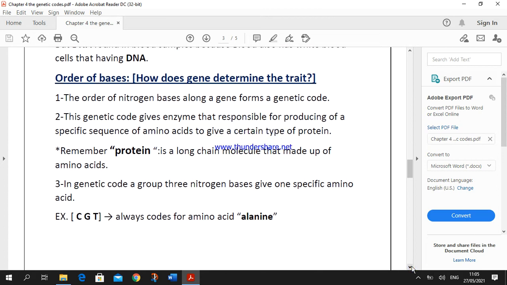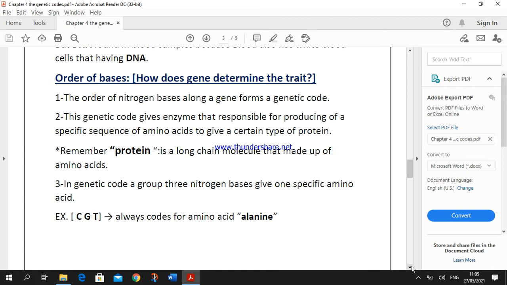In this lesson, we will talk about the order of bases and also DNA replication. How does a gene determine the trait? The order of nitrogen bases along a gene forms a genetic code, and this genetic code gives the enzyme, which is responsible for activating a chemical reaction to help the gene produce a specific sequence of amino acids, helping form a certain type of protein to show a trait.